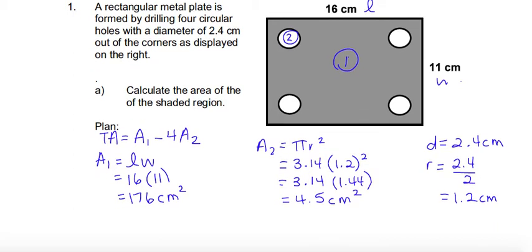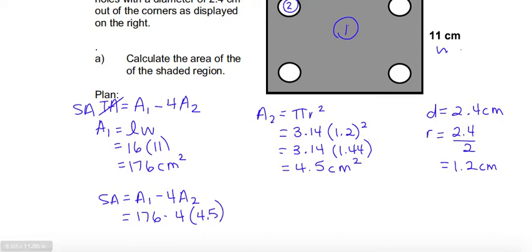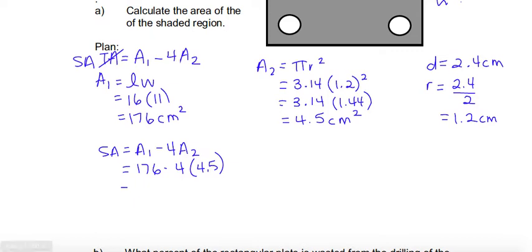So now when I'm working out my area of the shaded region, and if you want, you can, instead of using total area, you could change that to shaded area if that's something that'll be more helpful for you. So this shaded area is the area of my rectangle taking away 4 areas of my circles. So I have 176 take away 4 times 4.5. I must do my multiplication first. So 4 times 4.5 gives me 18. And 176 subtract 18 is 158 centimeters squared.